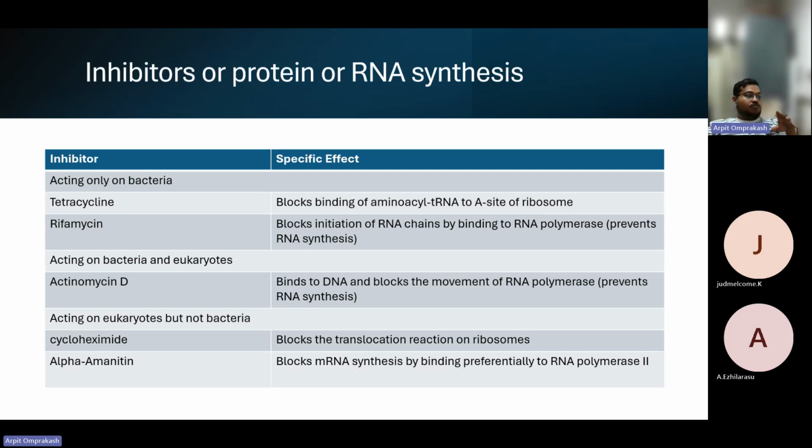Next, we have things that work on eukaryotes, but not on bacteria, such as cycloheximide, which blocks the translocation reaction on ribosomes, and alpha amanitin, which basically blocks mRNA synthesis by binding to RNA polymerase 2, which is found in eukaryotic cells.